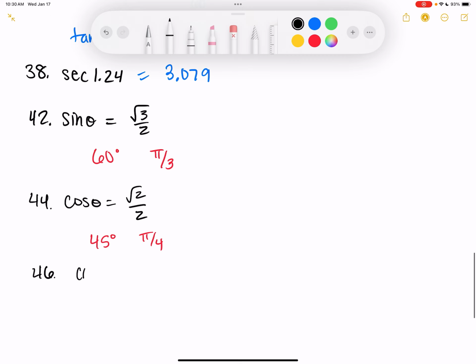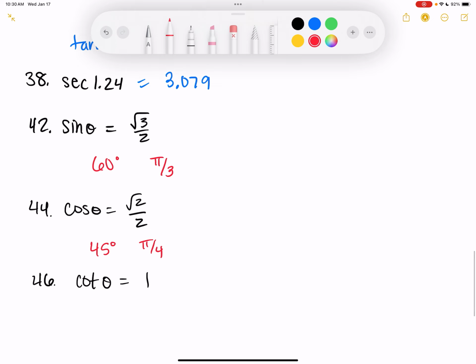Number 46: cotangent of theta is equal to 1. It's really easy. Yes, 45 degrees or pi over 4. Because cotangent is the same as 1 over tangent.